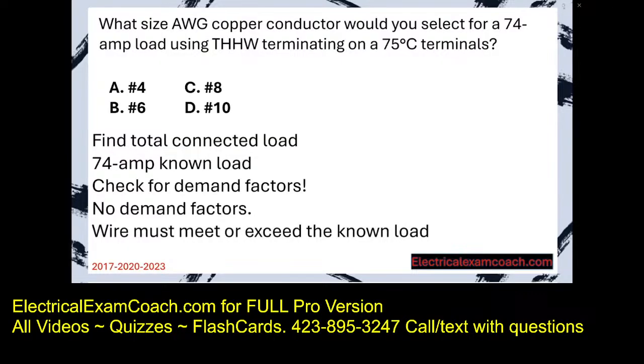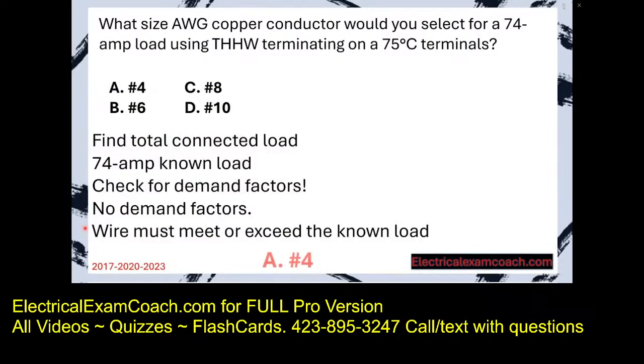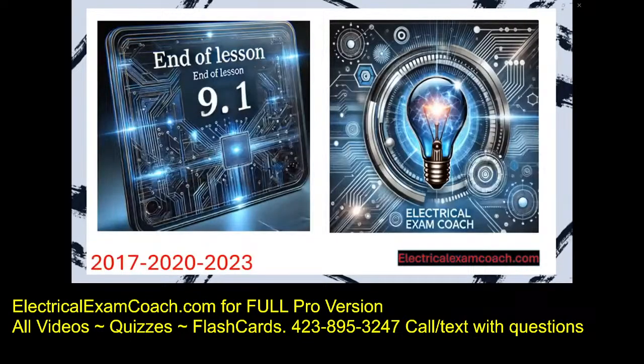We head to our primary ampacity table. We make sure that we're on the right side of the table. In this case, it's copper. And we have 75 degrees C terminals. So now we take off and find a wire that will cover the known load. We find one that will cover 74 amps. We use a straight edge to come over and tee off at number 4. And we're going to select A. Great job. That's the end of lesson 9.1.